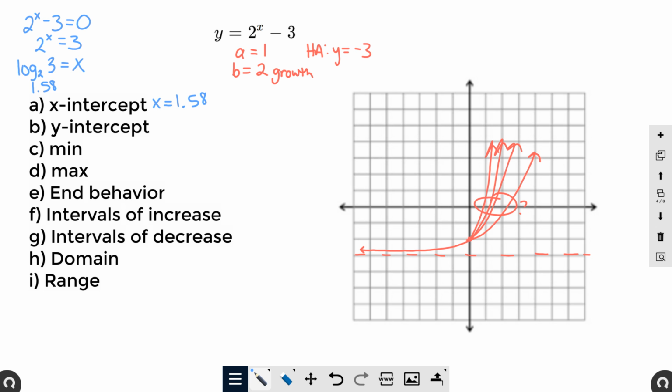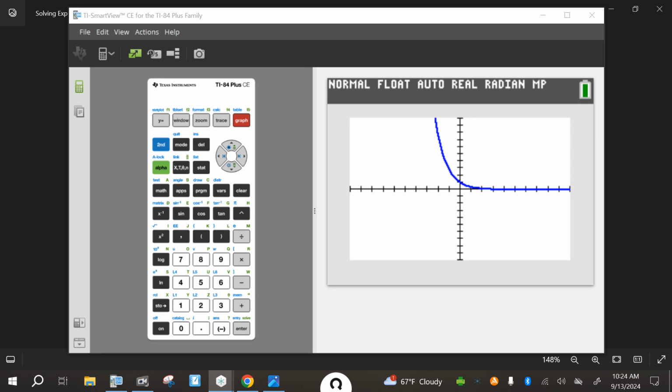Now let's say that you forgot how to do that. You forgot what it meant to be an x-intercept, because for an x-intercept the y value is 0. If you forgot, what else could you do? Graph it, right? You could graph it on your calculator. So I want to show you guys how to do this problem.